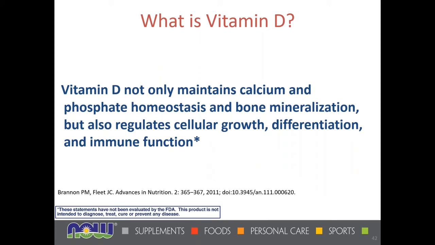And vitamin D is involved not only in calcium and bone metabolism, but cellular growth and differentiation, immune function. There's a number of different benefits. And in fact, the European Food Safety Agency recognizes several additional benefits for vitamin D beyond bone and dental health, which are the benefits that the FDA recognizes and that the RDAs are built on.